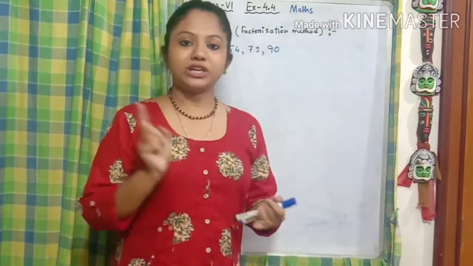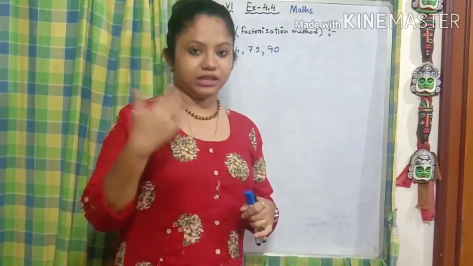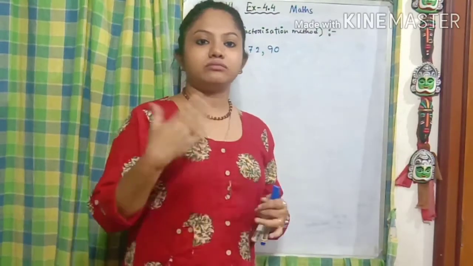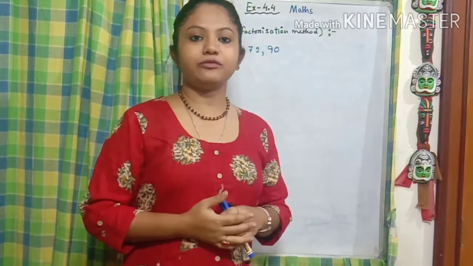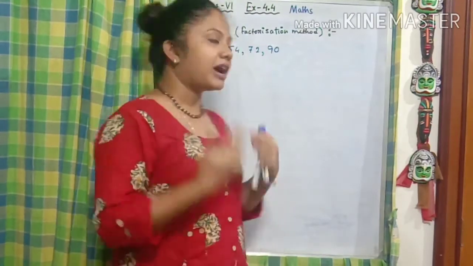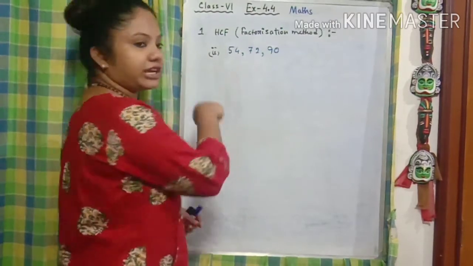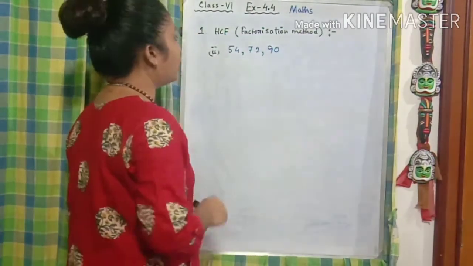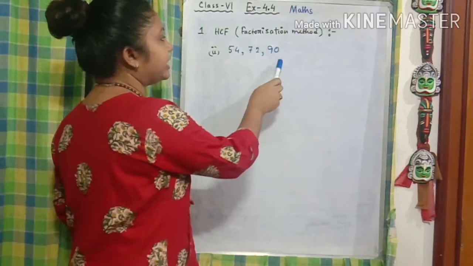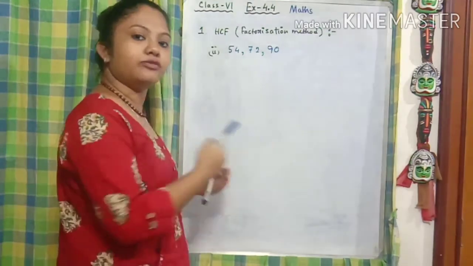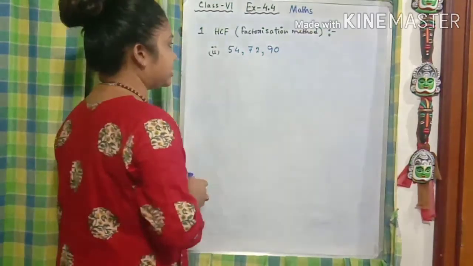Okay, so first one, what is given in your book is that we have to find the HCF based on the prime factorization method. First one, I have taken sum number 2 of number 1. Here we are going to find the HCF by using the factorization. So let's get started with number 1.